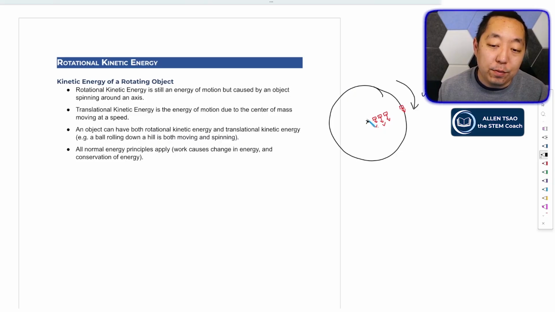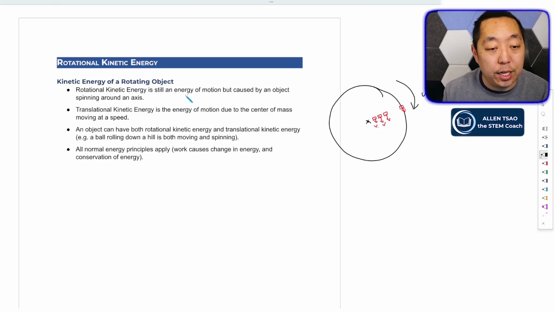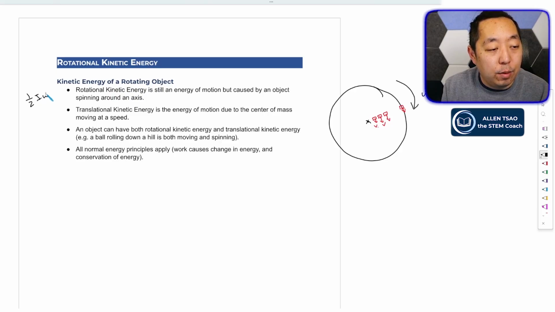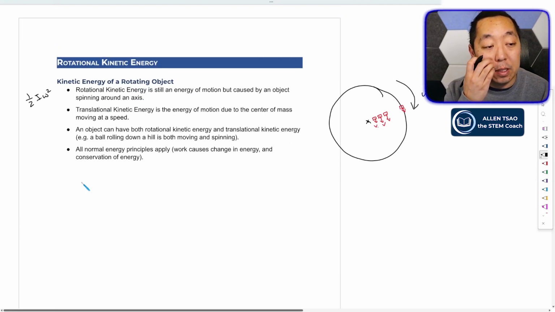So when it's spinning, even if the object isn't moving, like the center of mass isn't moving, it can still have kinetic energy from the spinning. So the rotational kinetic energy is when it's spinning around the axis, and this is where we're going to use the formula 1/2 I omega squared. I think I left the formula out of the notes here.